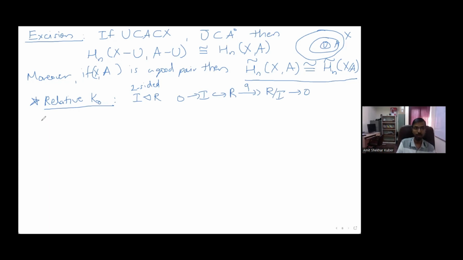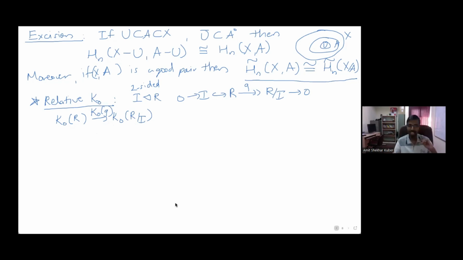So K0 of R to K0 of R mod I. By functoriality, we have this K0 of Q. From R to R mod I, we have a map of rings. And this map, we always know. Now we want to weave this together in a long exact sequence.